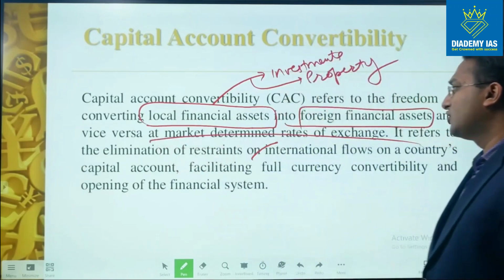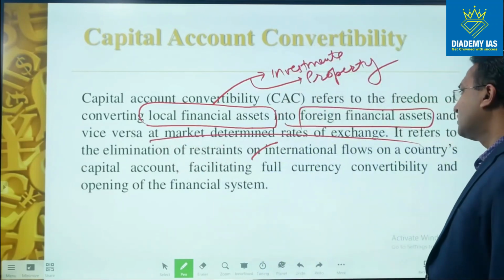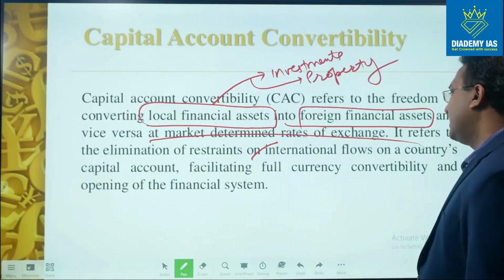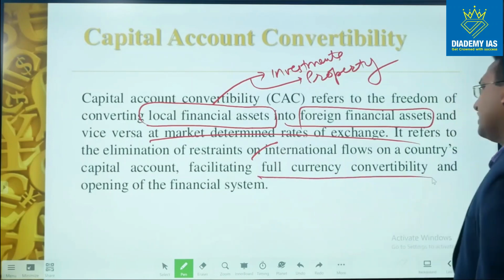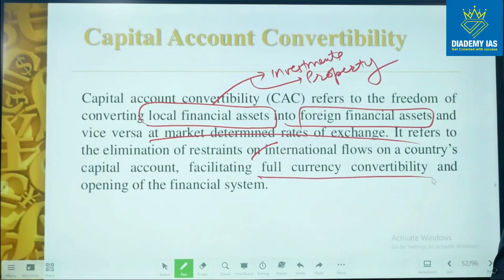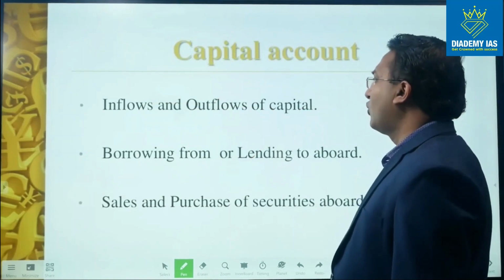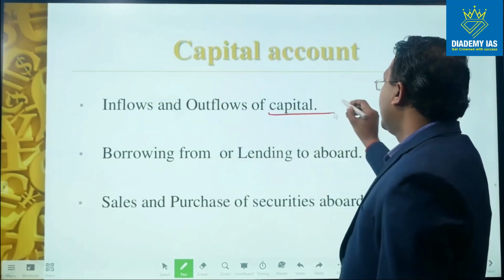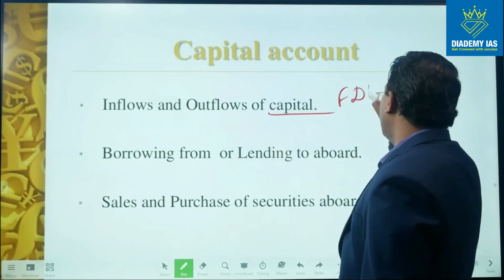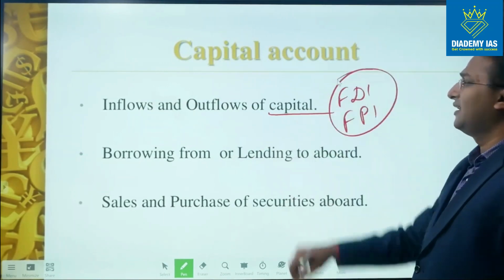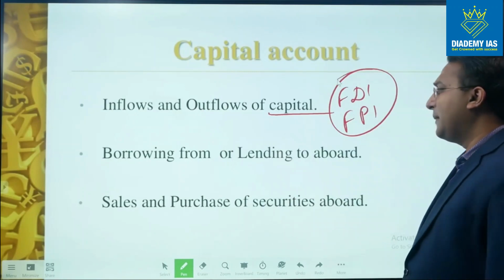It refers to the elimination of restraints on international flows on a country's capital account, facilitating full currency convertibility and opening up of the financial system. So what are the different types of transactions? Inflows and outflows of capital, in the form of foreign direct investment and foreign portfolio investment. All these types of investment are basically inflows and outflows of capital.